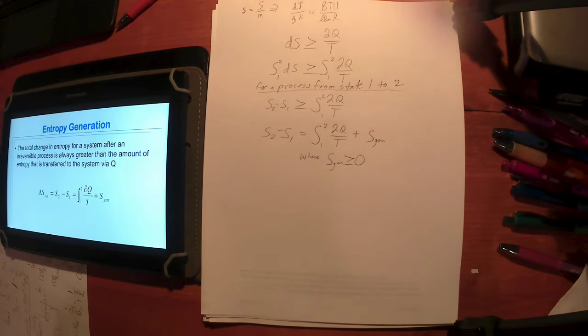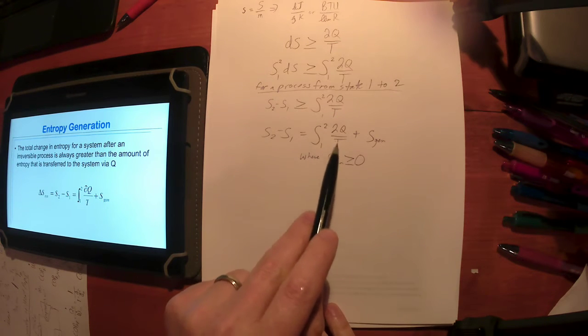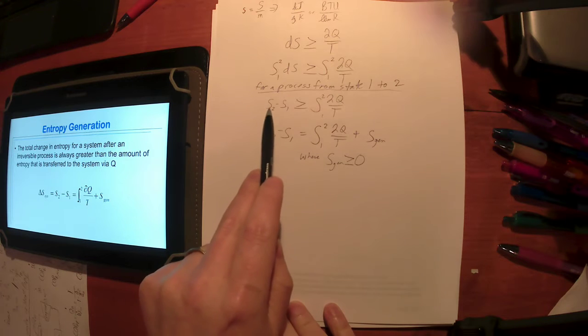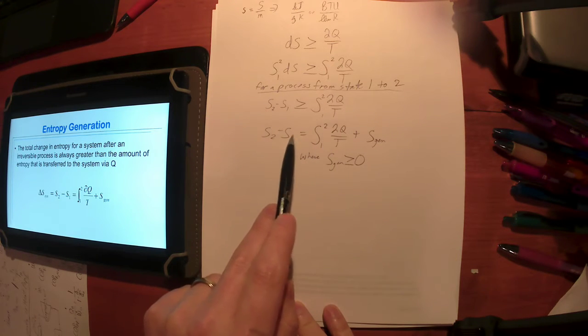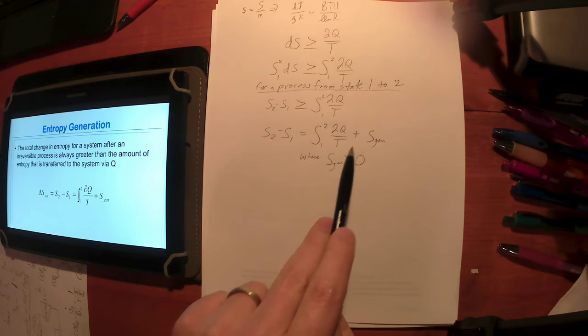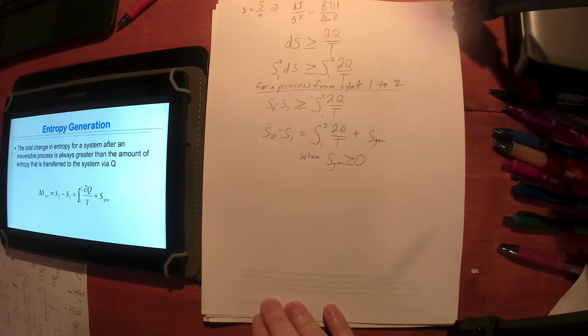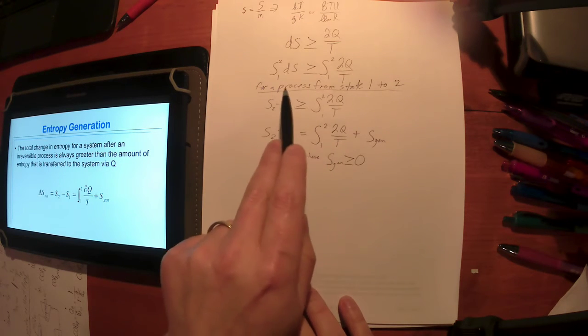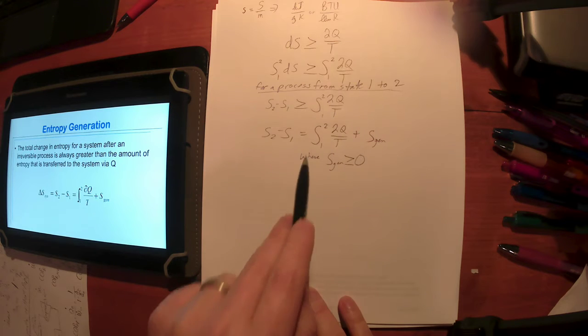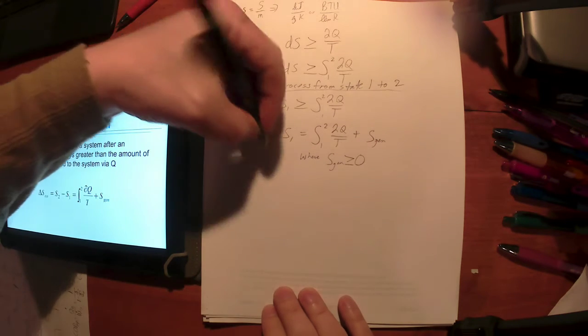Okay? So this preserves the rules of the inequality. Here we're saying this is bigger than this. Here we're saying this is equal to this plus the amount that it's bigger. So we've preserved the rules of the inequality. This is the second law for a process from state 1 to 2. This is the common form of the second law that we will use.